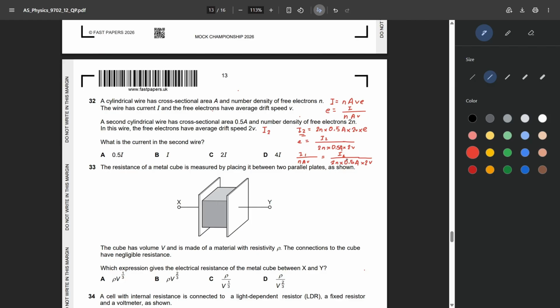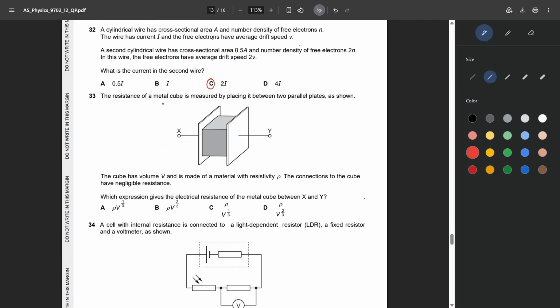Now, if we write I2 in terms of I1, it's not actually I1, it's just I. I2 is equal to I times 2n times 0.5 A times 2v over n times A times v. Now we can simply remove all of these quantities. That leaves us with I2 equal to I times 2 times 0.5 times 2. Half of 2 is 1 and 2 times 1 is 2. So the second current is equal to twice of I. Answer would be C.